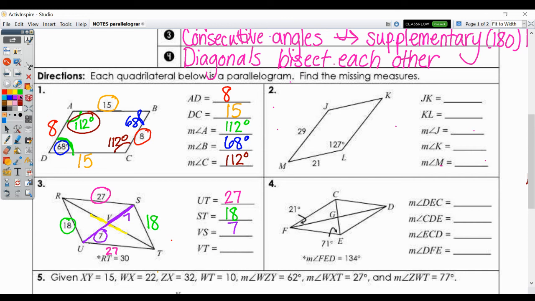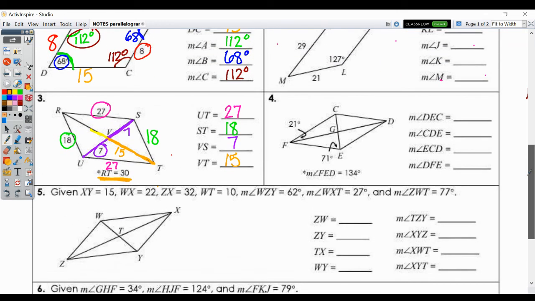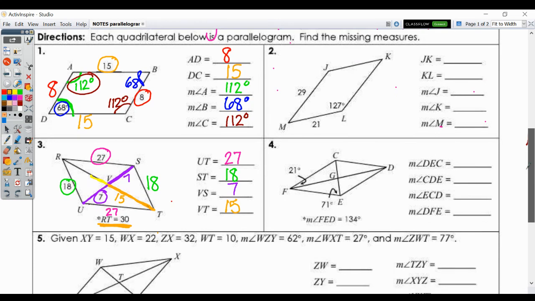Okay, then it asks for VT. Let's do VT in orange. So this part is VT. And then they give us this little piece of information down here where they say RT is 30. So the whole thing is 30. And we already found out that that's cutting it in half. So half of 30 is going to be 15. So that VT part, the part that they want, is just going to be half of the whole thing, which is 15. Okay? So sometimes they're just going to ask you to give them straight up measurements like that, just regular numbers.